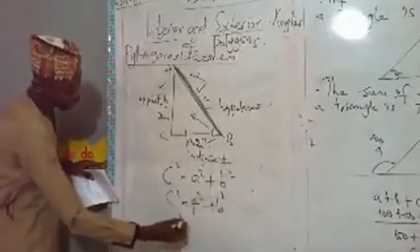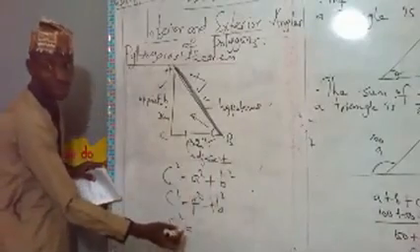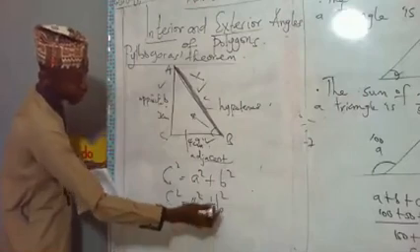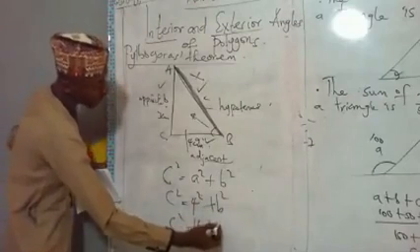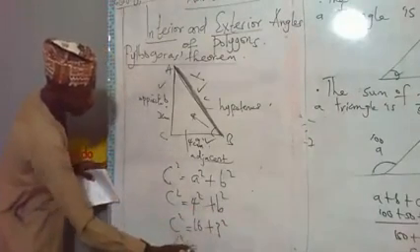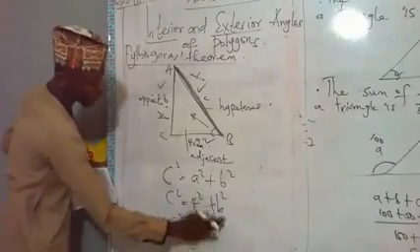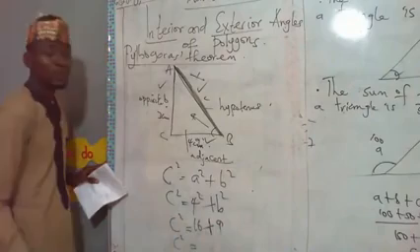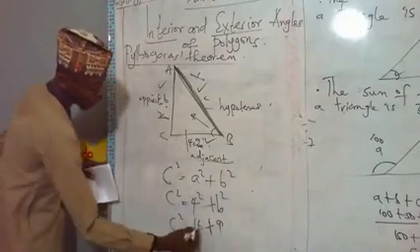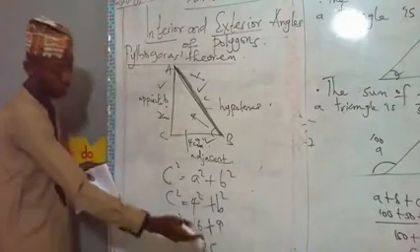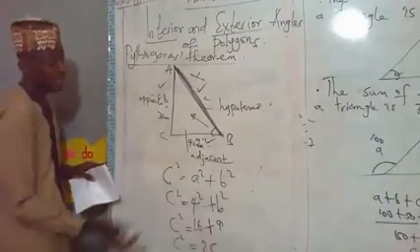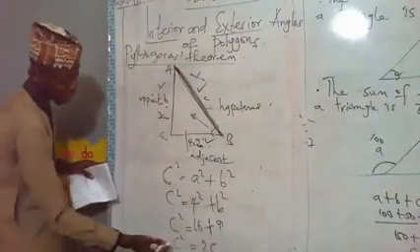So 4 square is what? 16, plus the B square, which is 3 square. So we have 16, and 3 square is 9. 16 plus 9 will give what? 25. So from here we can get our C, and our C will be what?